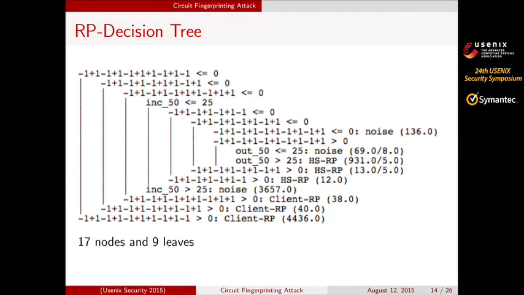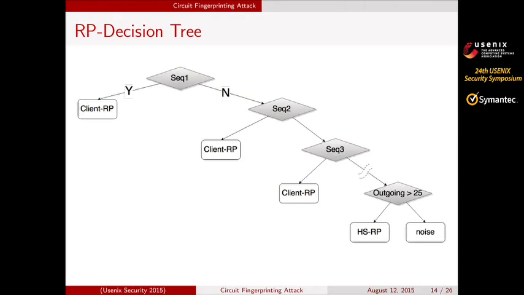And here's a similar tree for deciding which RP it is. This one's a little more complicated because the features or the sequences come into play. Again, the thing to note here is that there are 17 nodes and only 9 leaves. And here's an abridged version of the tree, which is extremely right skewed. But really the interesting thing is that if the number of outgoing is larger than 25, so it's fairly large, then it's likely to be hidden service RP. And perhaps more interesting is that if you start as one of these 3 sequences, then you're going to be client RP, and this immediately decides you.